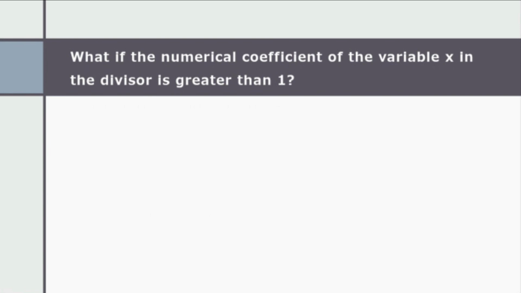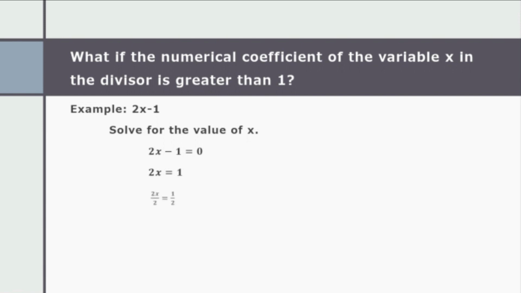But what if the numerical coefficient of the variable x in the divisor is greater than 1? For example, 2x minus 1. If that is the case, you need to solve for the value of x first. To do that, we need to equate the given divisor to 0. So we have 2x minus 1 equal to 0. Then transposing -1, we have 2x equals positive 1.